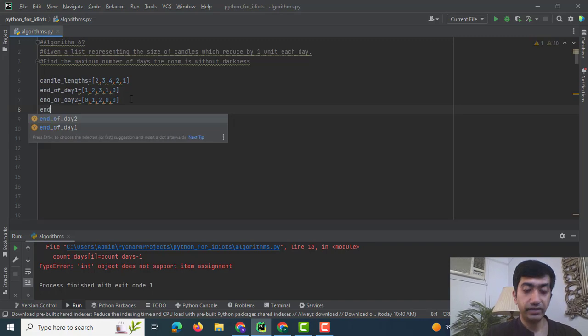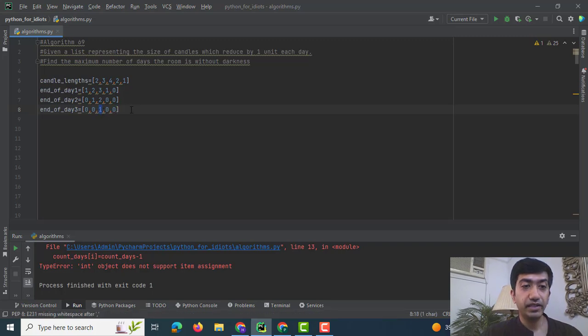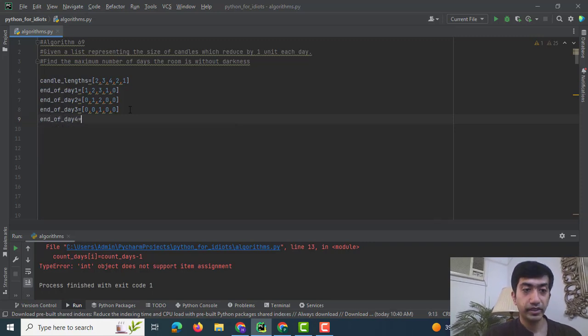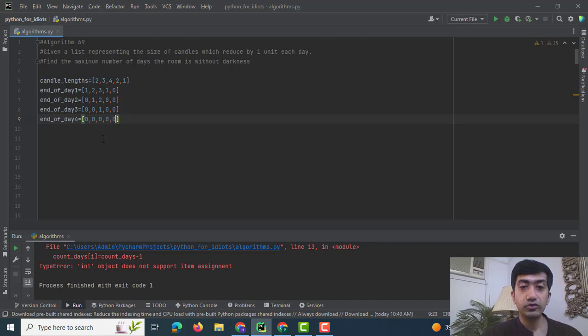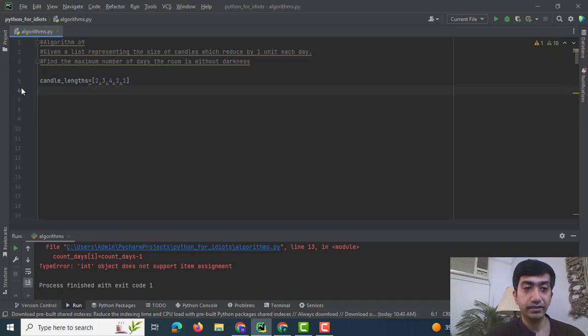At the end of day 3 it would be 0, 0, 1, 0, 0. So at the end of day 3 only one candle remains alight, and at the end of day 4 it would be 0, 0, 0, 0, 0. So that is the answer. By end of day 4 the room enters complete darkness. So now that I have explained to you what is required from this algorithm, let's make it.